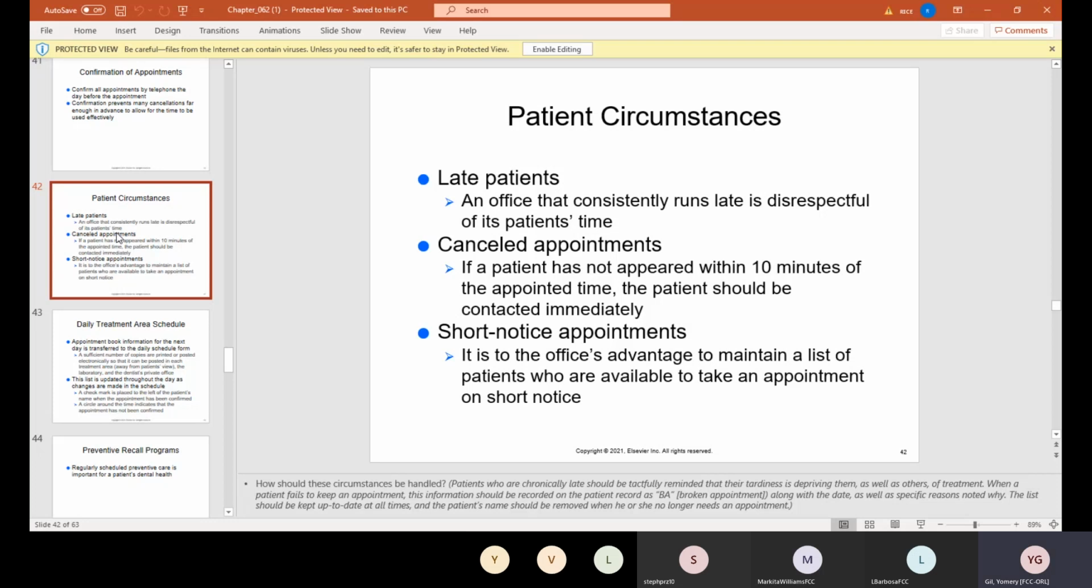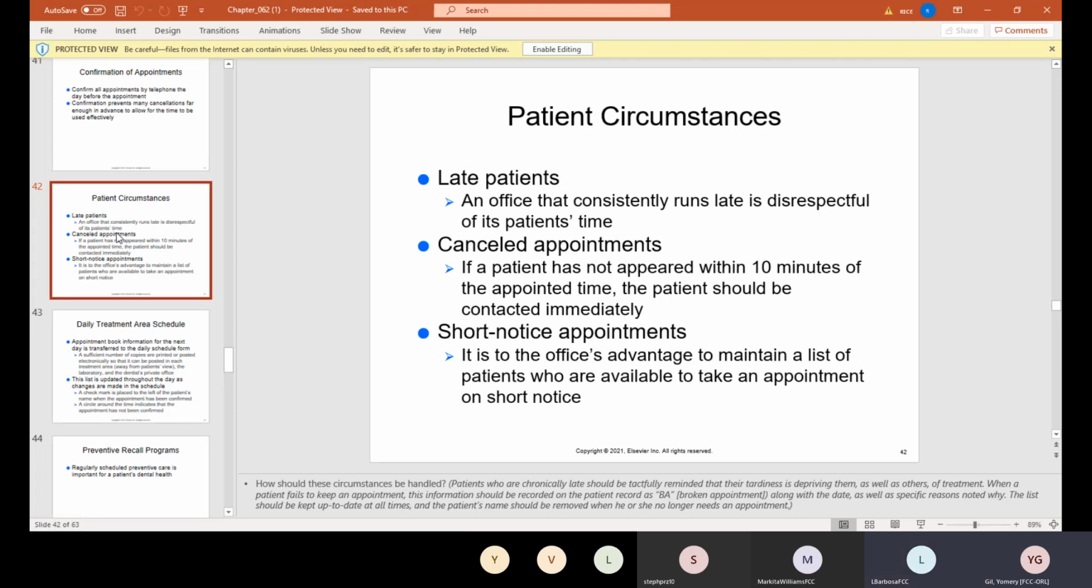Okay. Canceled appointments. If a patient has not appeared within 10 minutes of the appointment time, the patient should be contacted immediately. And yes, usually you will see that. If the appointment was confirmed the day before and it's been like 10 or 15 minutes after the appointment time and the patient still hasn't shown up, they'll get a phone call to see if they're going to show up or not, so they can be taken off the schedule or marked as missed, canceled, etc.